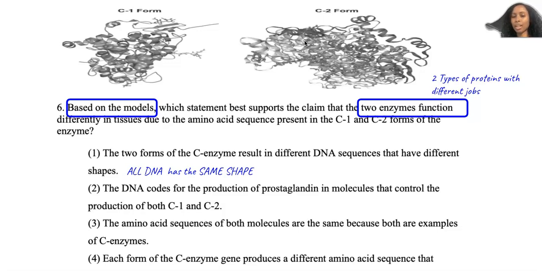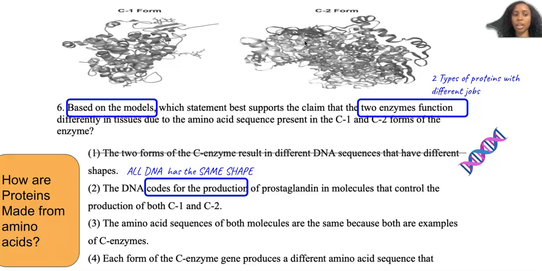And this one kind of was funny, because it said the two forms of C enzyme result in different DNA sequences that have different shapes. This is very wrong. All DNA has the same shape and it looks like that. So off the bat, I know that this is incorrect and I'm crossing this answer choice out. Next, I'm going to look at answer choice number 2. The DNA codes for the production of prostaglandins.